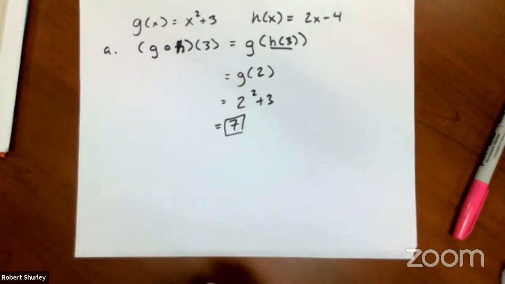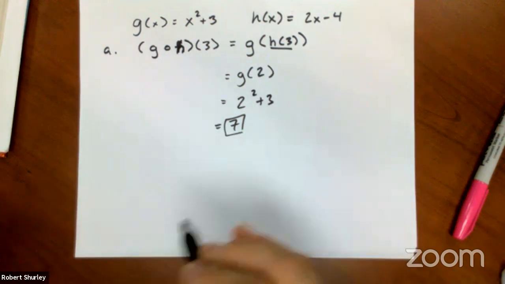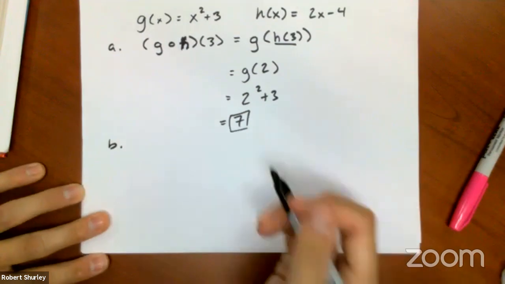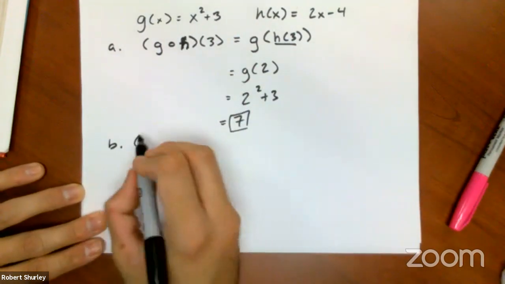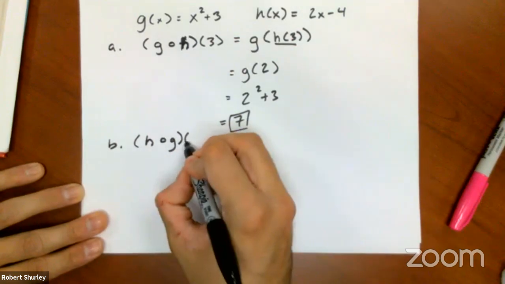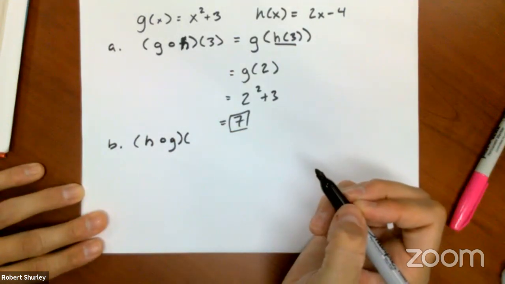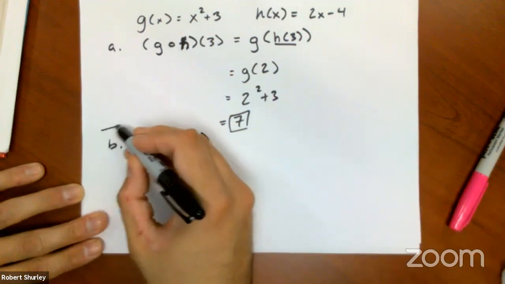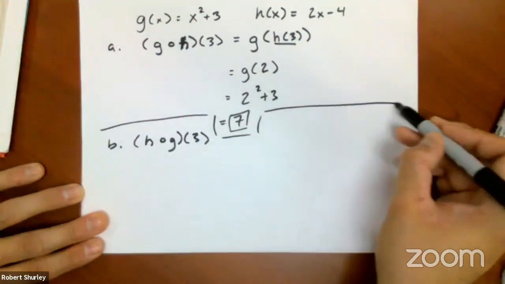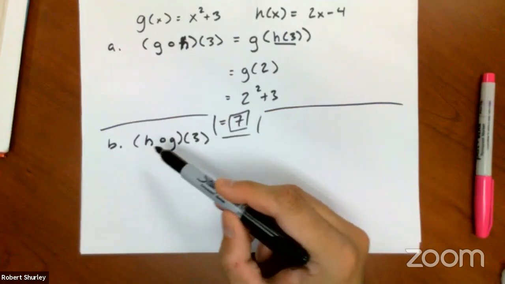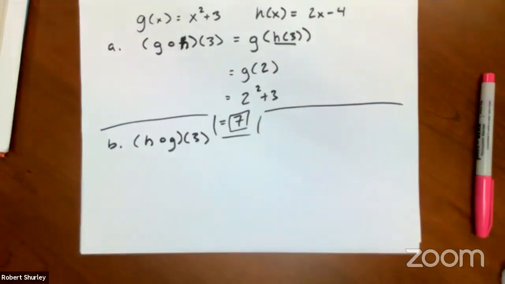I'm going to give you an example. I want you to work this one on your own to see if you got it. And I'm going to change the order up. Let's say I ask you to do h of g of 3. Let's say the same thing, h of g of 3. Try that one.